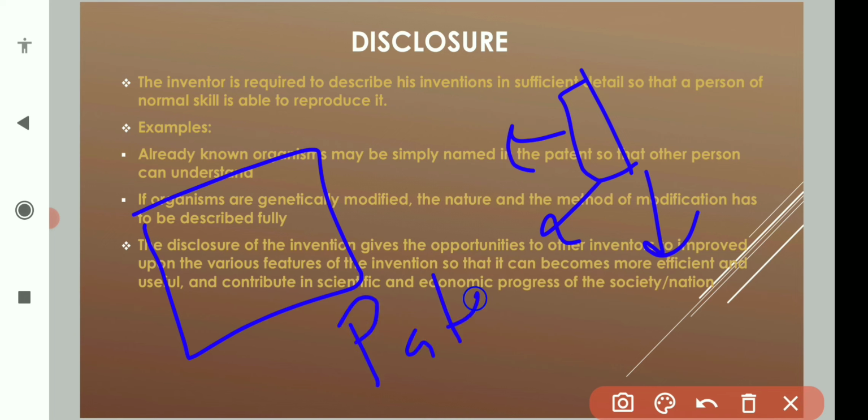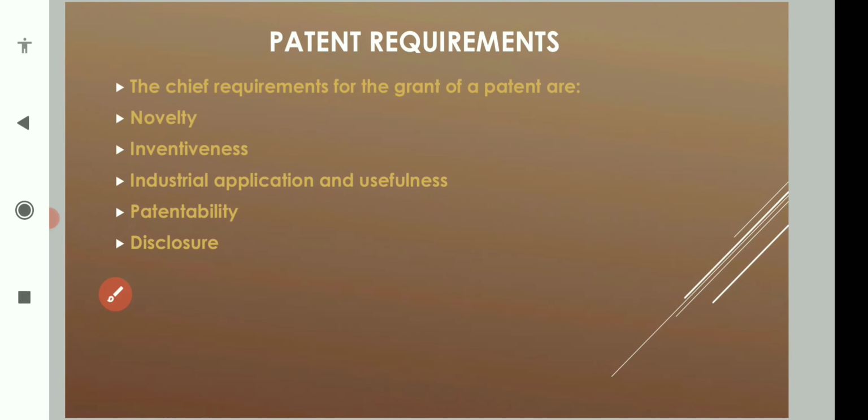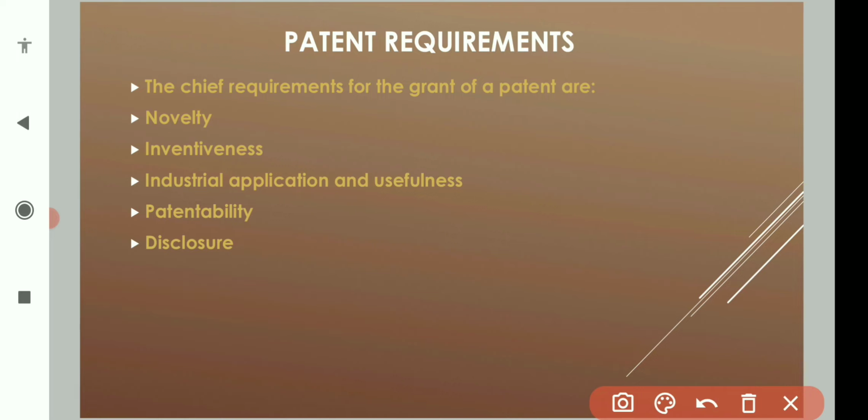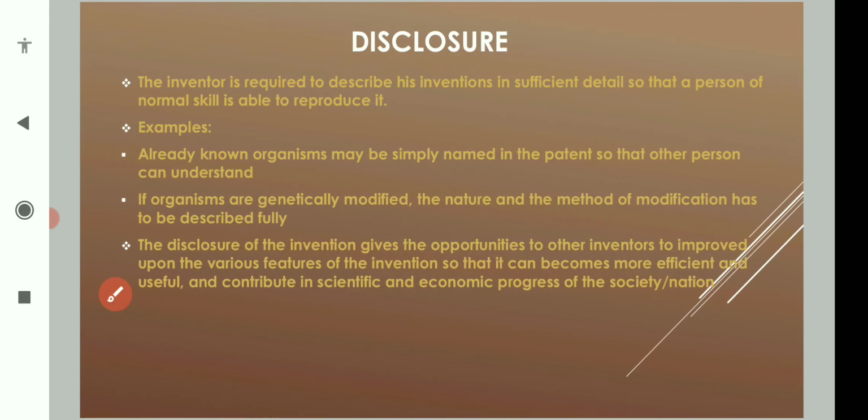So basically, these are the requirements for a patent. What are these requirements? These are novelty, inventiveness, industrial application and usefulness, patentability, and disclosure. So in our next video, we will discuss the procedure of filing a patent. So I hope this is clear to all of you now.